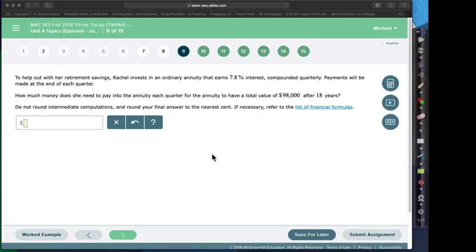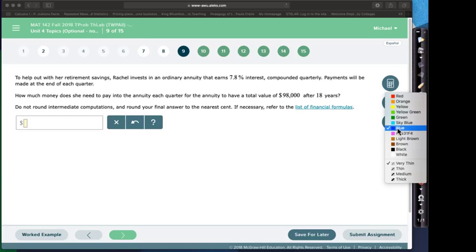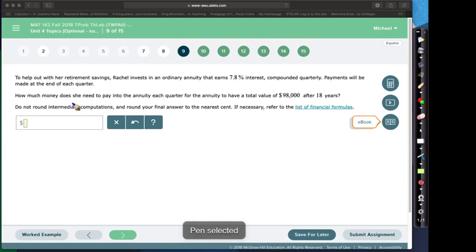Okay, here we have question number 9. I'm going to switch things up a little bit here. I'm going to do the TVM solver first because it's easier, and that way we can check to make sure we get the right answer.